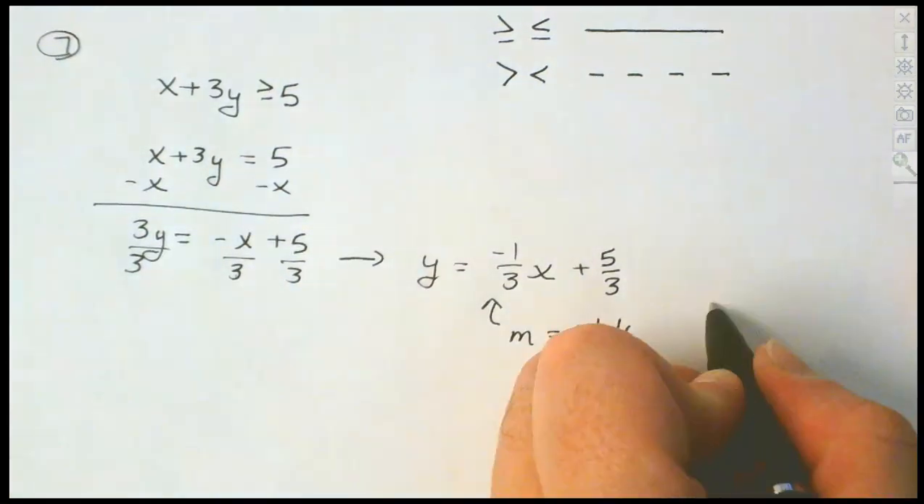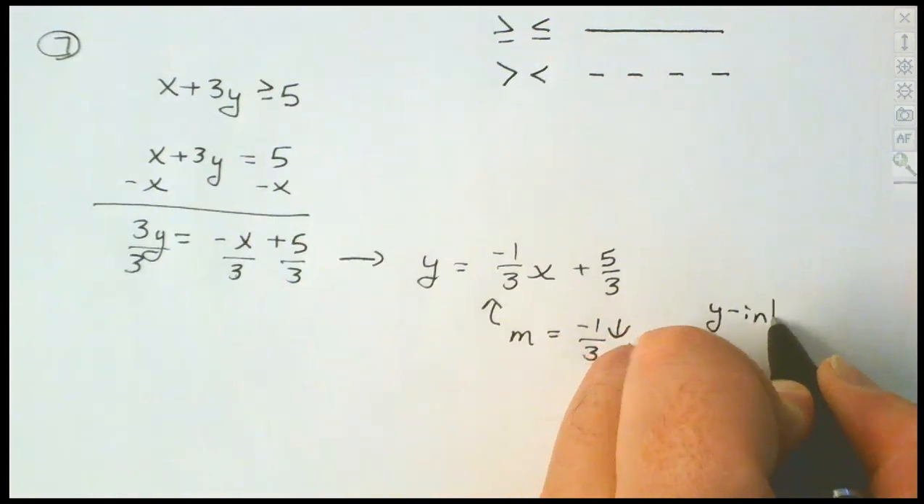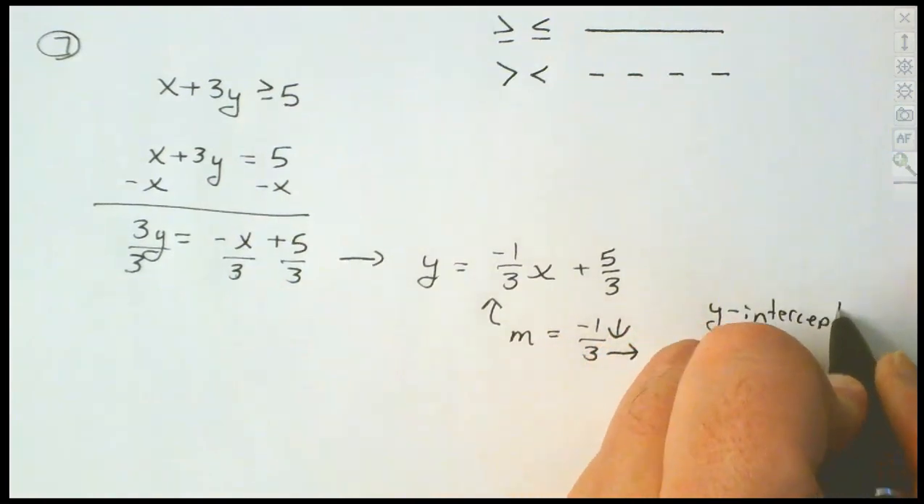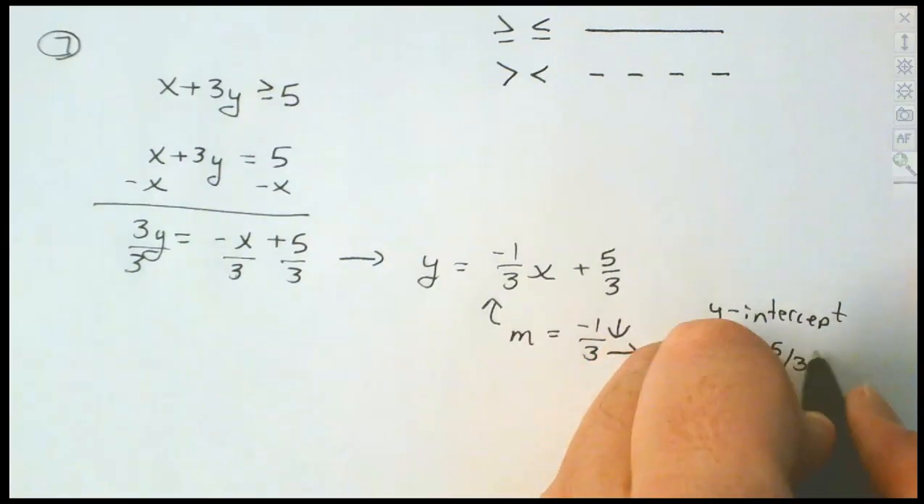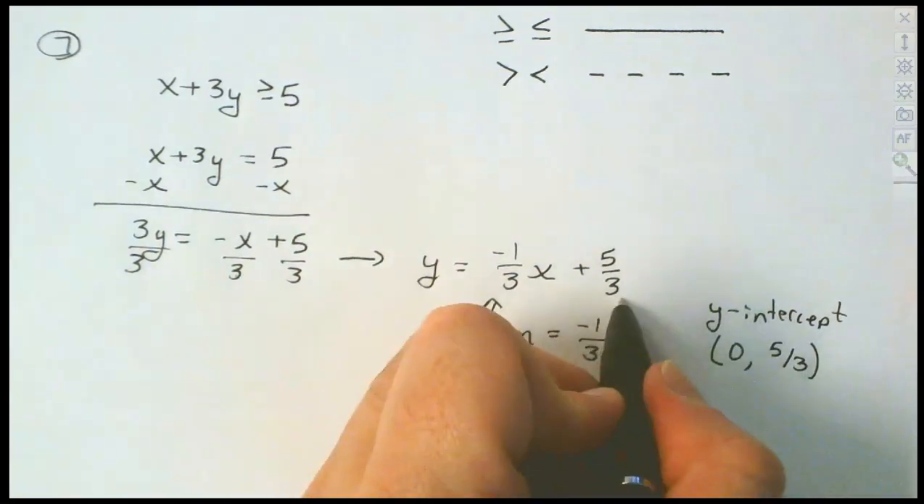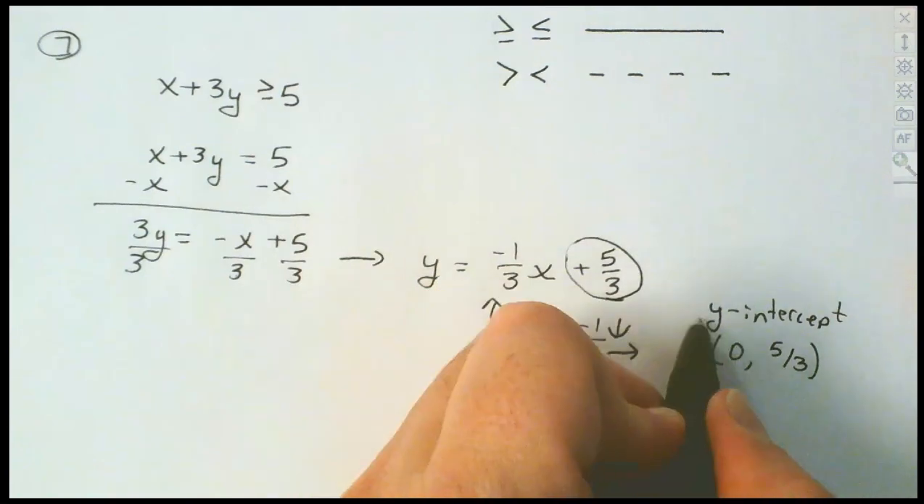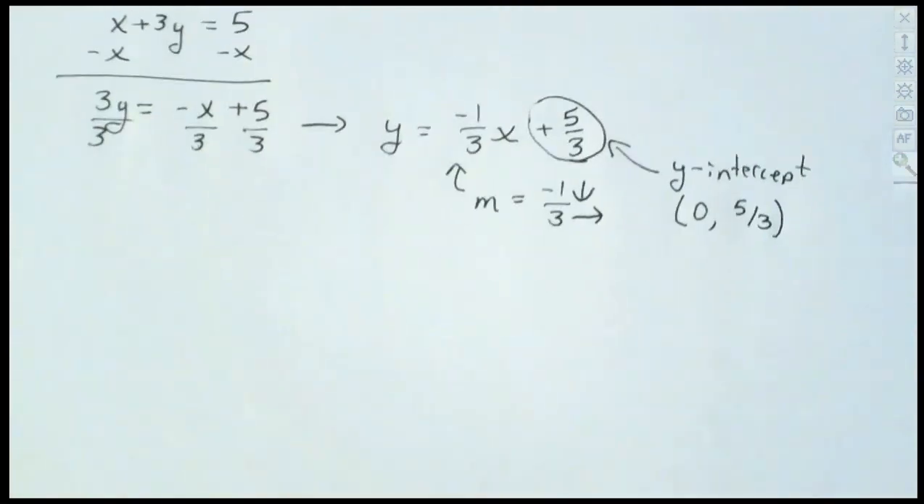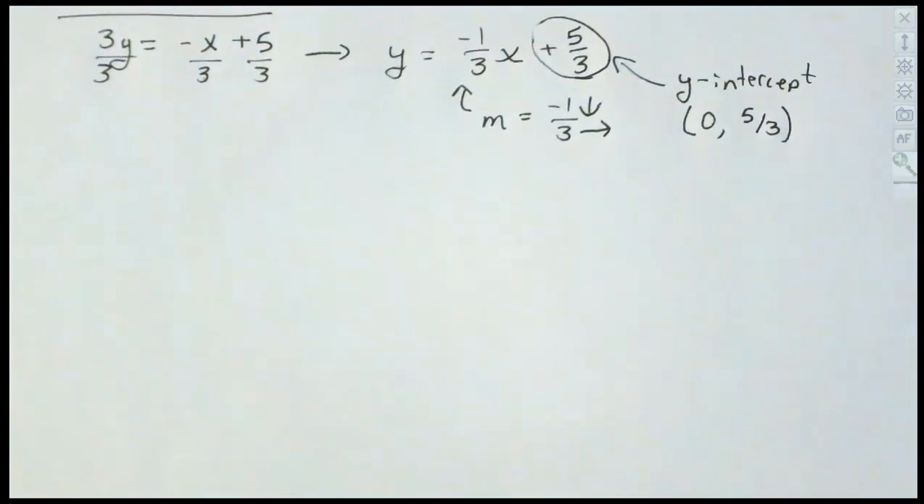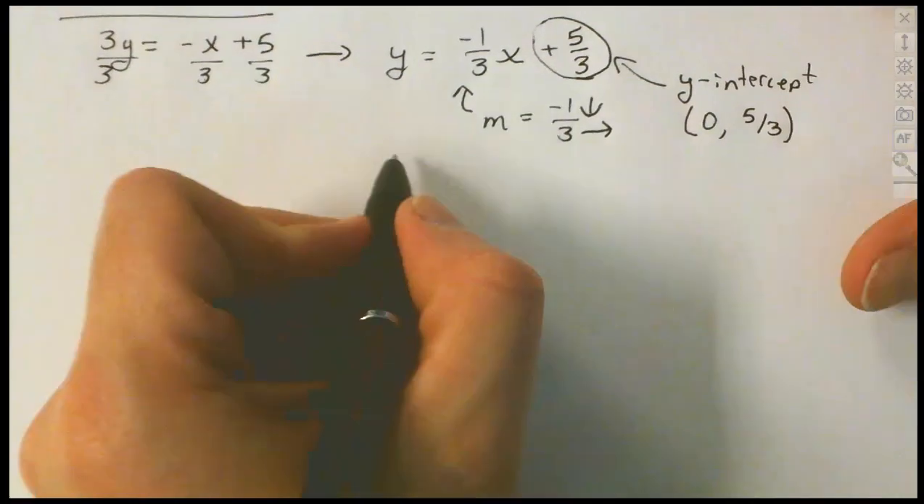We also need our y-intercept, which is 0, comma, in this case, 5/3. Right? 5/3, that's your b. And that's your y-intercept. Now we have everything that we need to graph this line. We know it has to be a solid line.